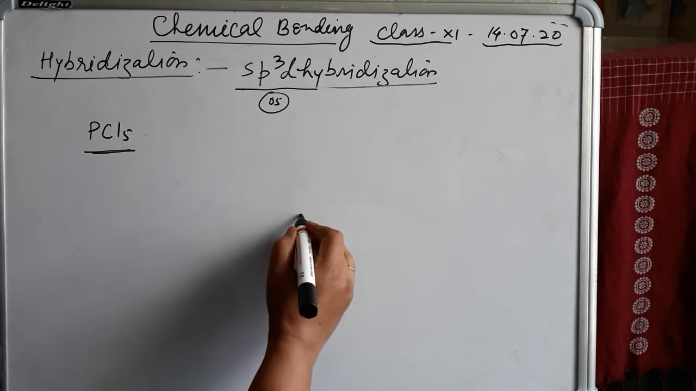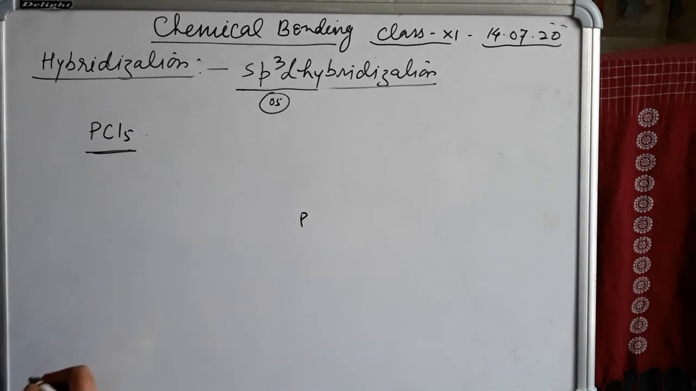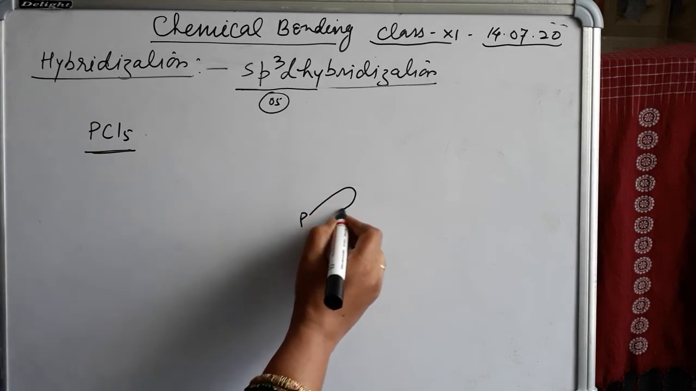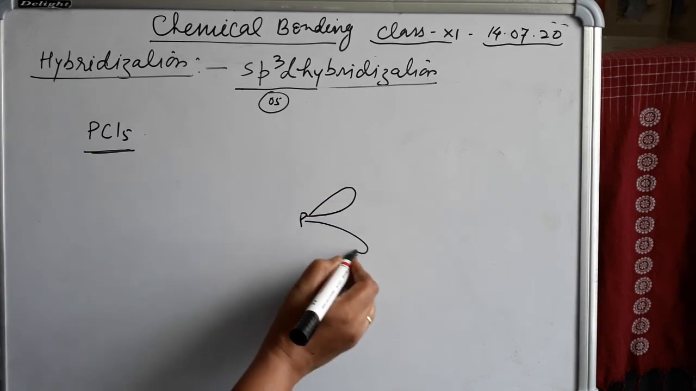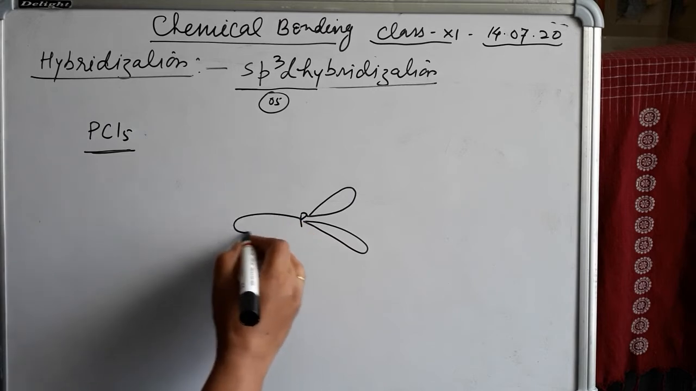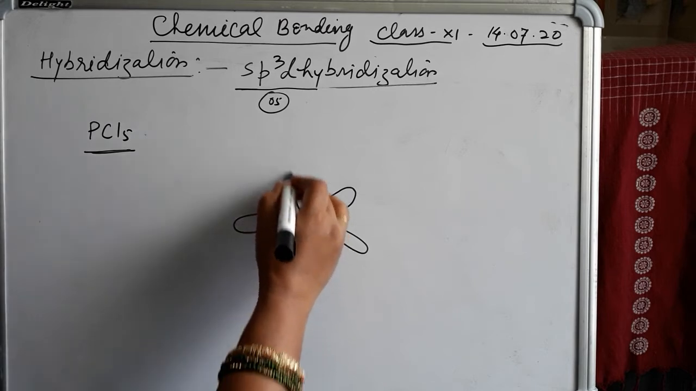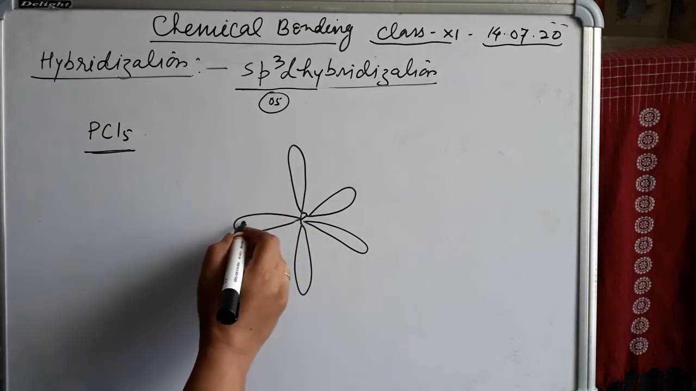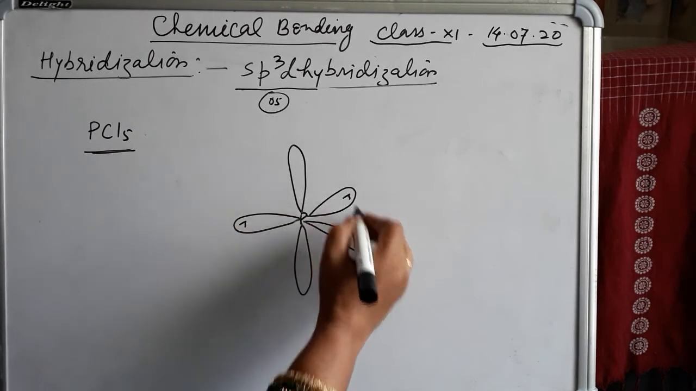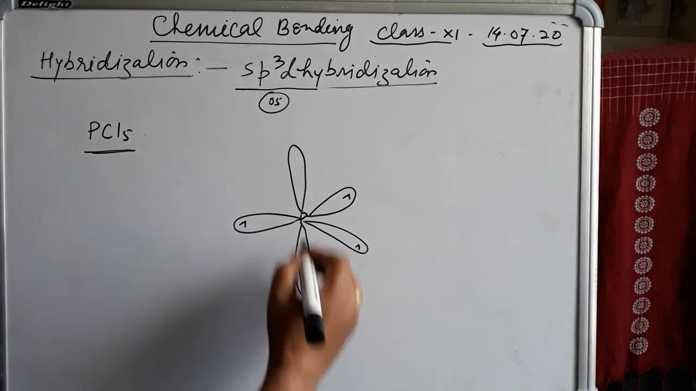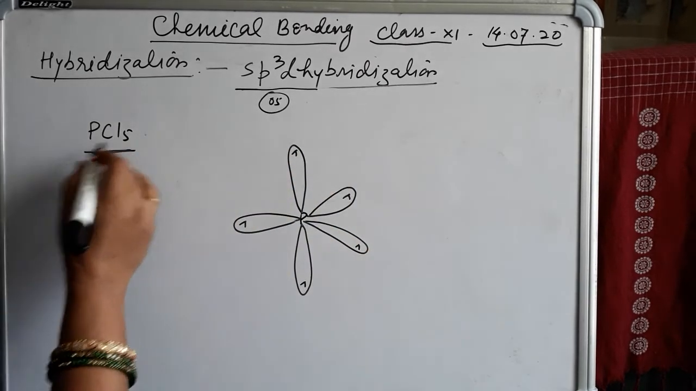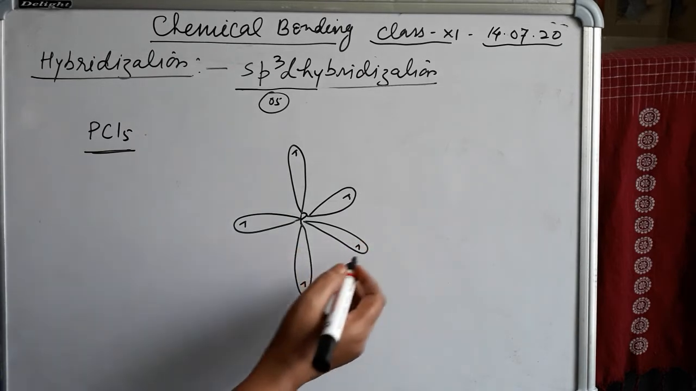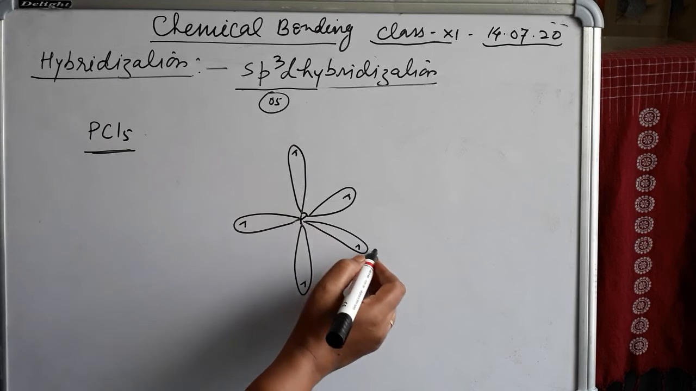So central element, suppose P, and total number of orbitals is 5. So 1, 2, 3, 4 and 5. And 5 chlorine atoms overlap with these hybrid orbitals and form the bond.